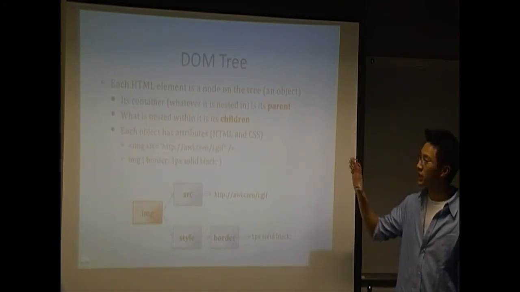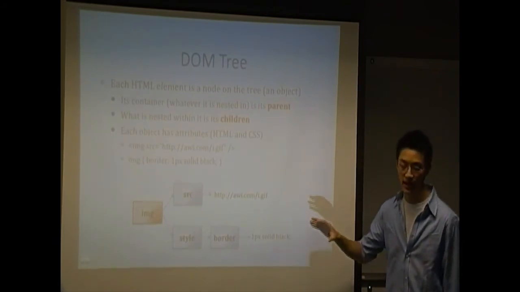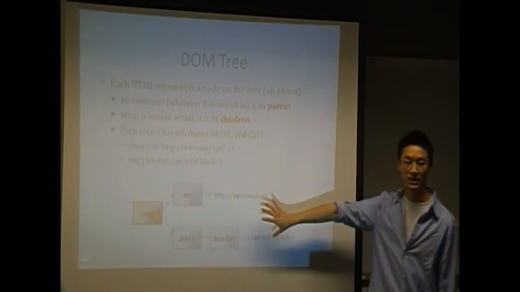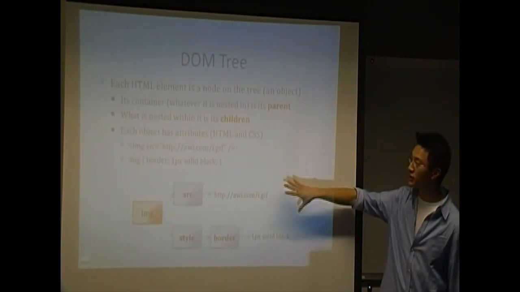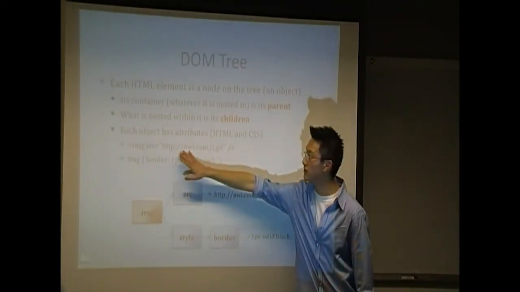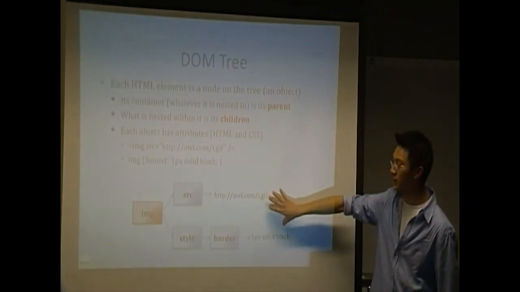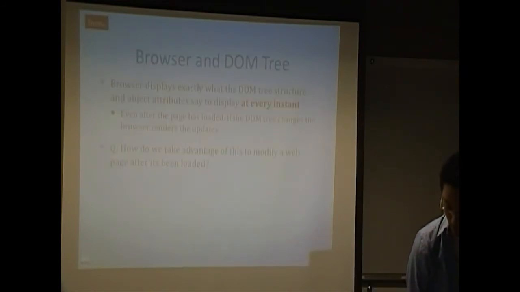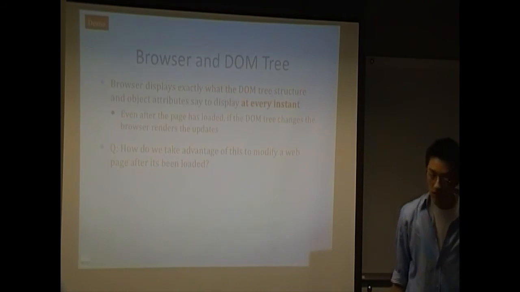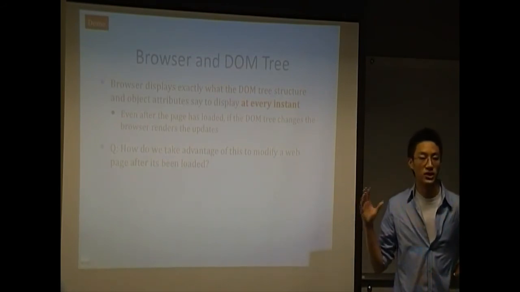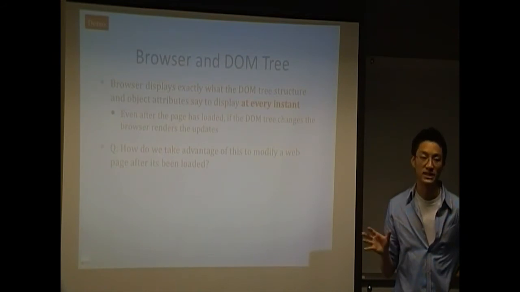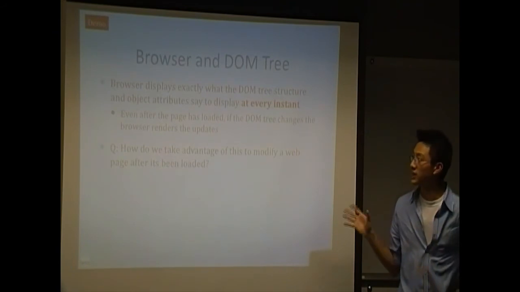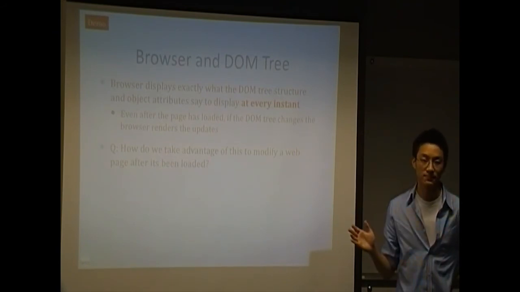So like I said, the browser is going to parse the HTML file, and for each element that it reads, it's going to create a new entry in its DOM tree. And for each attribute that's also set on that element, like the source attribute, for instance, it's going to be created in the DOM tree also. So once the browser has constructed that DOM tree, it's going to display whatever that tree says. And it's not going to display exactly what it says just when the page is loaded, but it's going to display what that tree says at any instant.